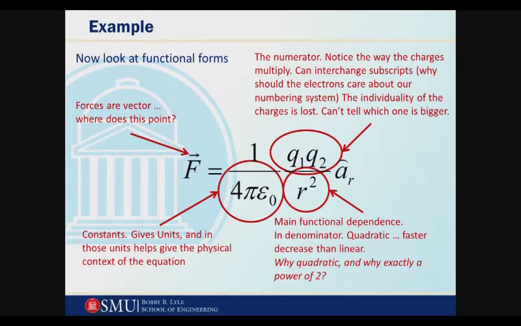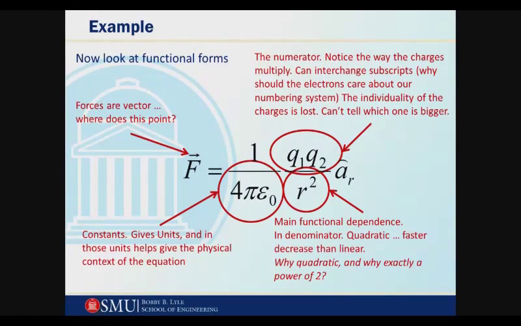Then you might look at the numerator. The numerator has the charges in it. The bigger the charges, the bigger the force. Notice the way the charges multiply. I can interchange the subscripts. If I've got two electrons that are repelling each other, why should those electrons care about our numbering system? They don't. If I label an electron, your electron number 1, your electron number 2, the electrons don't care what I call them. Let's face it, someone else is going to interchange those anyway. So there's something nice about that.